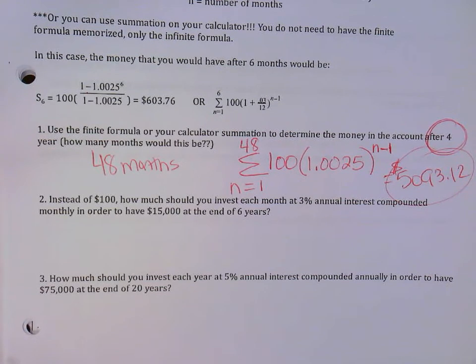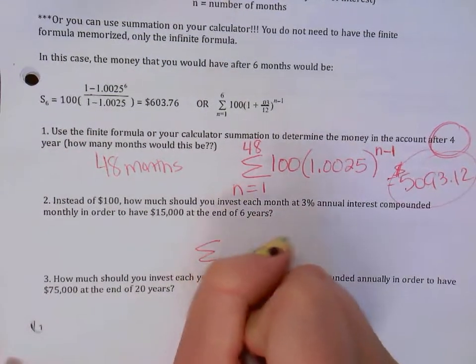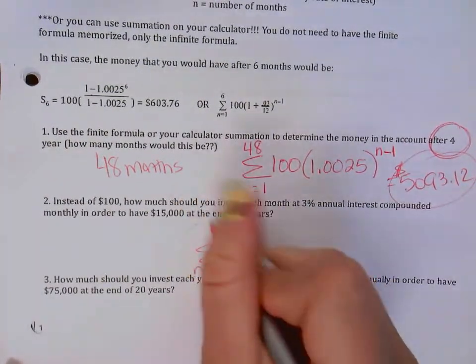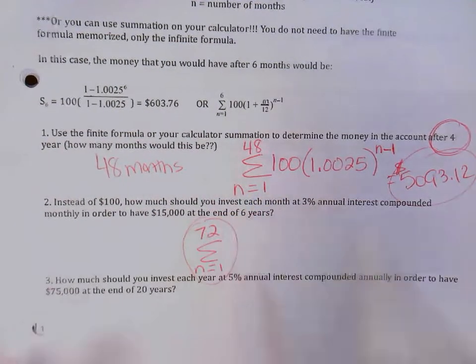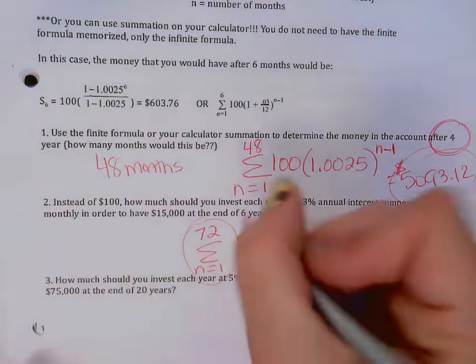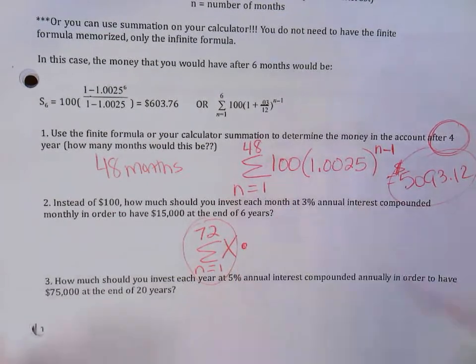All right, so number 2 says, instead of $100, how much should you invest each month to have $15,000 at the end of 6 years? So let's think about what we know. We know that we're going to do how many compounds? So I have to do 6 times 12. What's 6 times 12? 72. So it's going to get compounded 72 times, but I don't know what to invest. So I'm just going to put X right there.